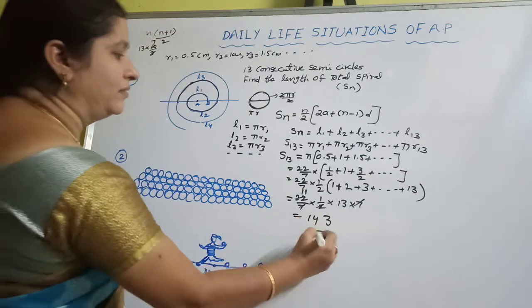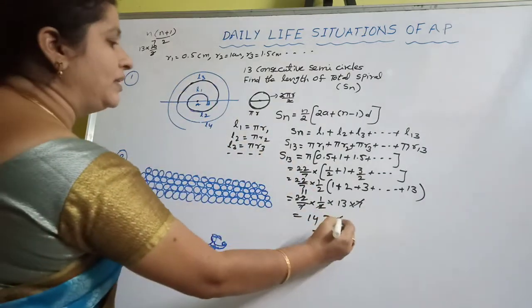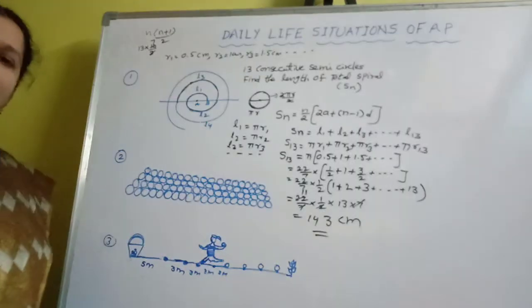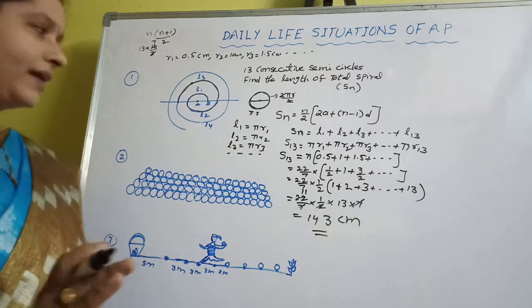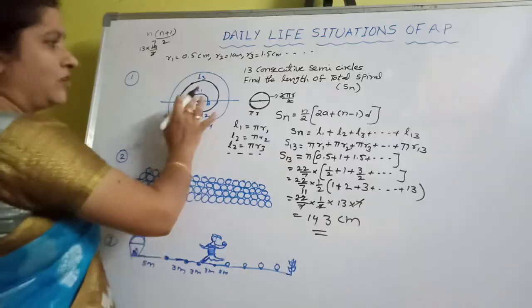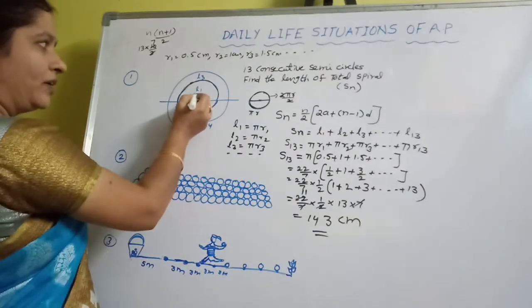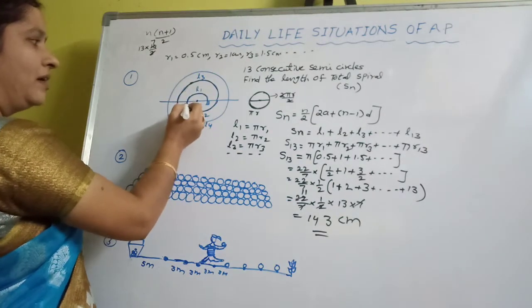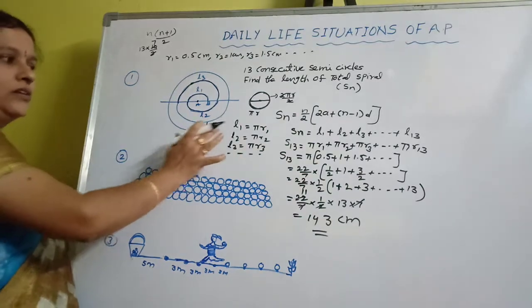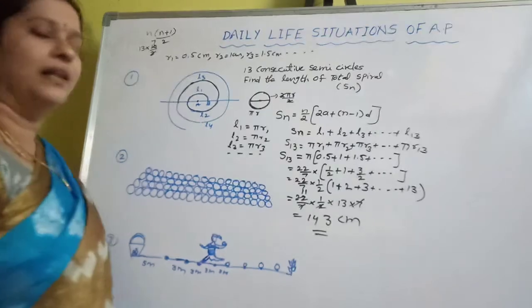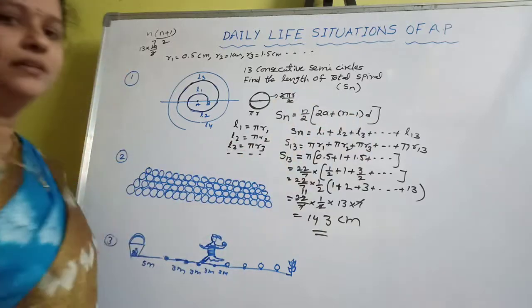So 143. The total length of the spiral is 143 centimeters. Find the total length of the spiral, that is the question. For this one, first you have to take the series. So what is the series? All lengths of the semicircles. Here the length of the first arc is L1, the second arc L2, the third arc L3. So Sn equals L1 plus L2 plus L3, and so on. 13 semicircles are there, so you have to take up to L13.